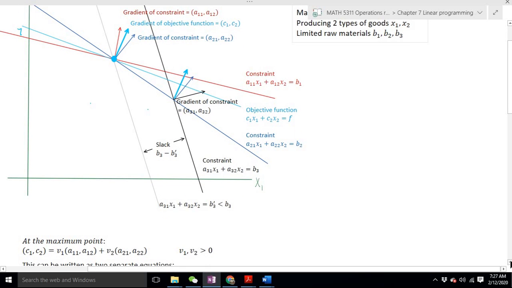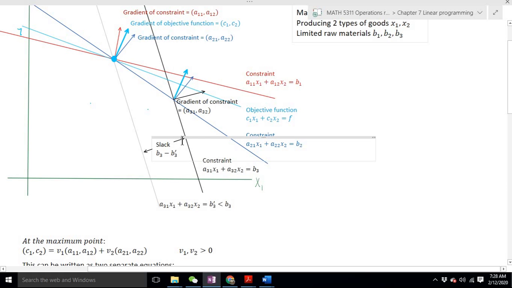Notice something else from this picture is that at this point, the third constraint does not hold with equality. In fact, there is a slack. If I consider a31x1 plus a32x2, which is the left-hand side for the third constraint, at the third constraint it is B3, but at this point, the value of a31x1 plus a32x2 is less than B3. So this third constraint is not operative. It doesn't hold. So it has what we would call a positive slack.